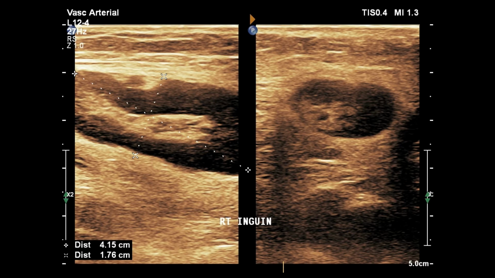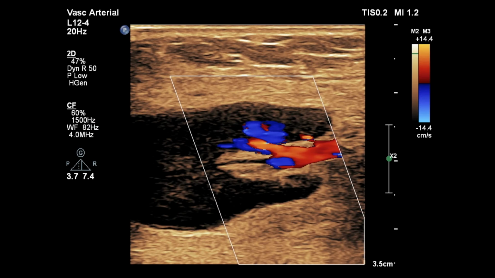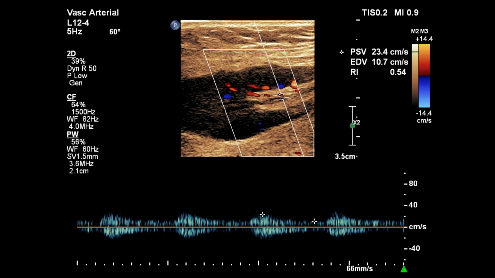So this is the picture of a large superficial inguinal lymph node. Color Doppler shows a high vascular flow within the lymph node hilum. On pulsed Doppler, you can see a low resistant flow pattern of resistive index 0.54.